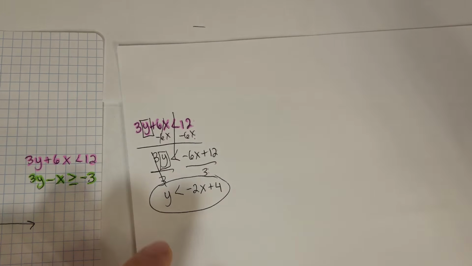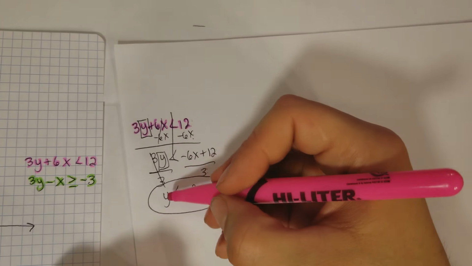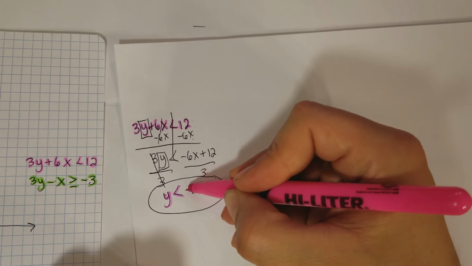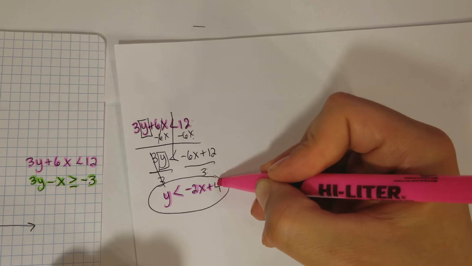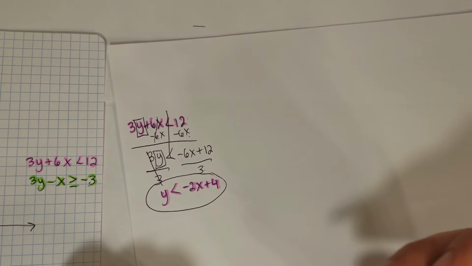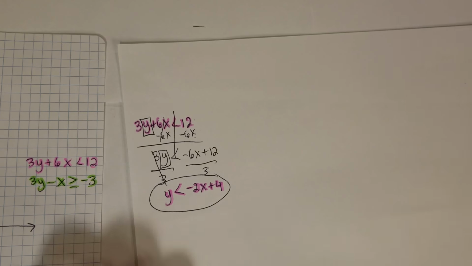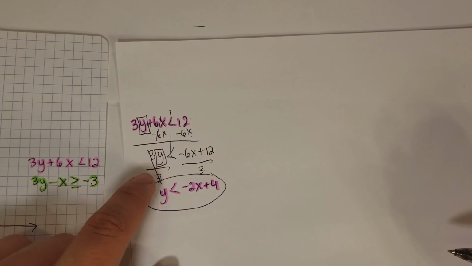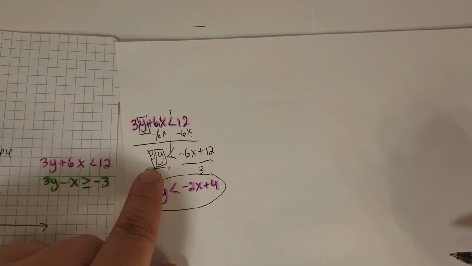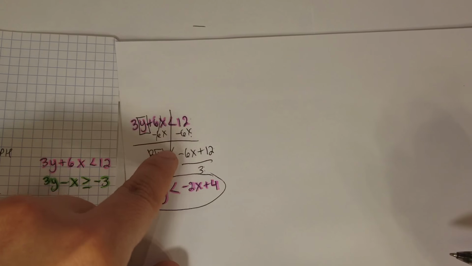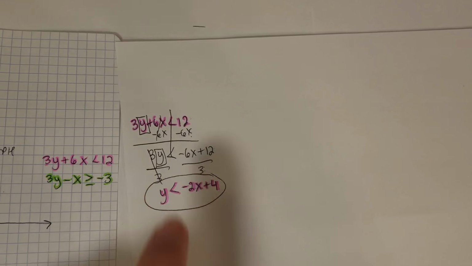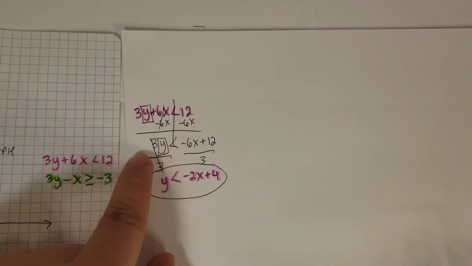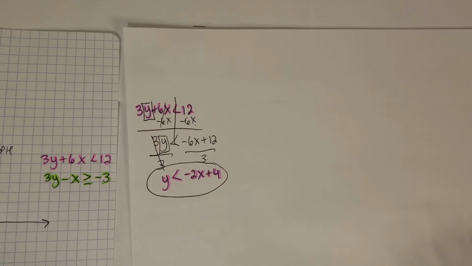So this is my actual slope-intercept form inequality, I should say, for the first one that I could actually graph. Really, really important here: notice that I divided by a positive number. When I divide by a positive number, the inequality stays the same as in the beginning of the problem. So we're good on that. If we were to divide by a negative number, then it's going to have to switch.